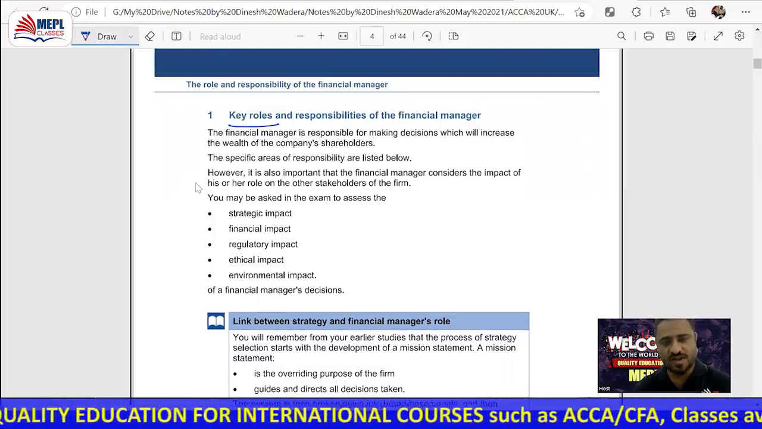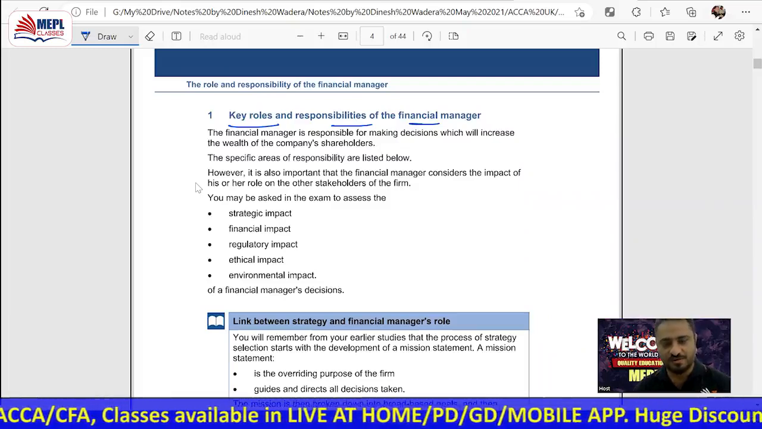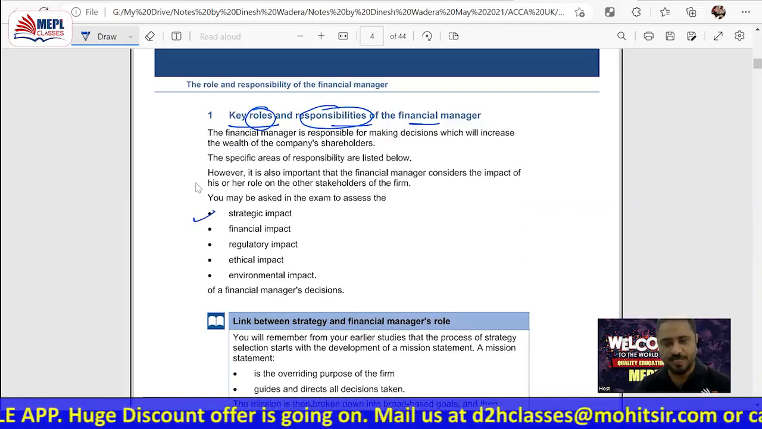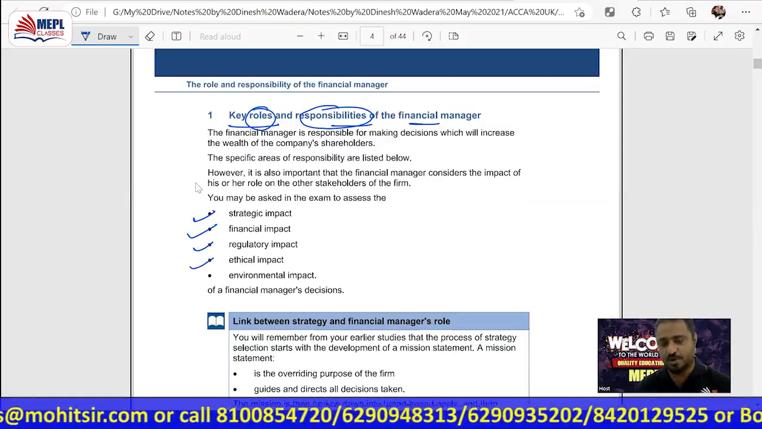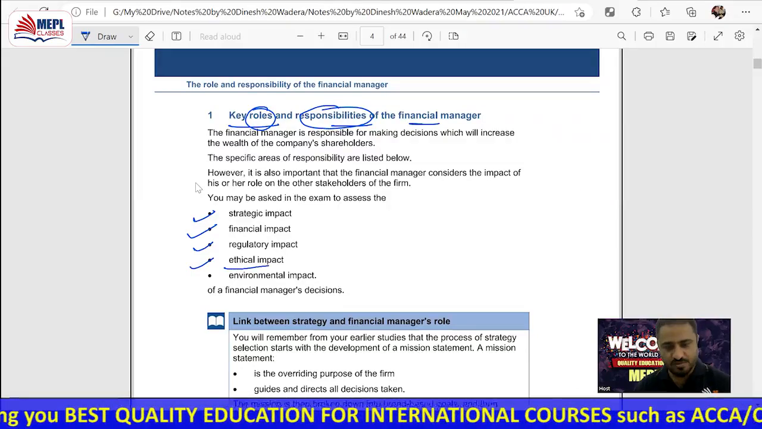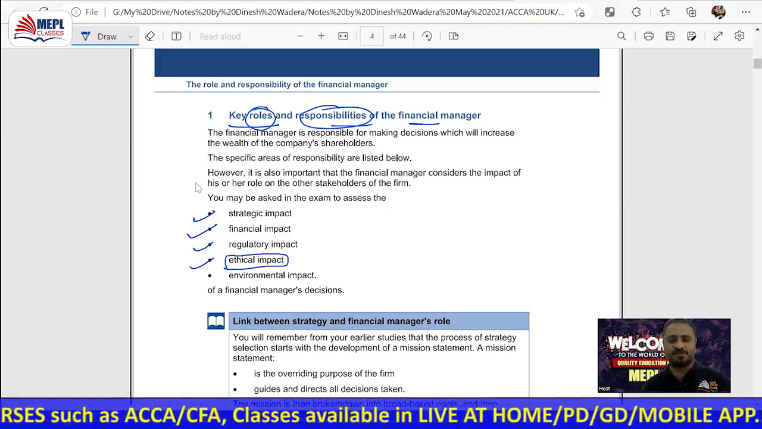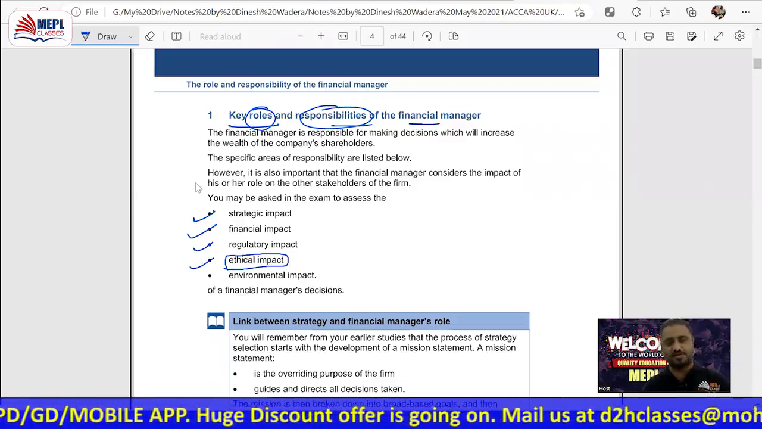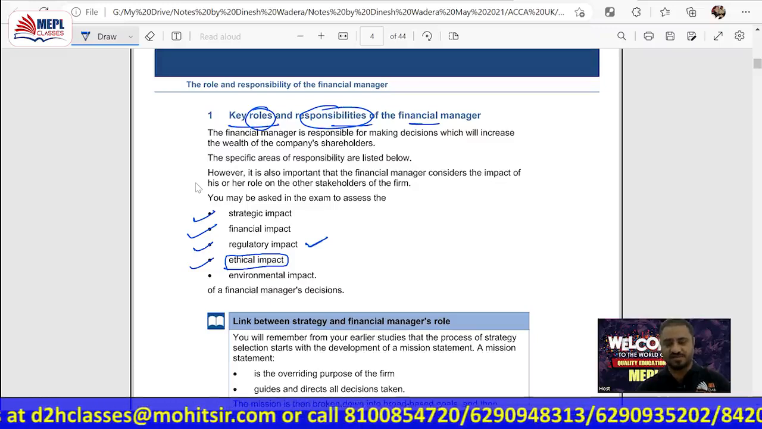So theoretically, if someone asks you what are the key role and responsibility of a financial manager, what do they do? You will have to answer about your roles and responsibility, considering the strategic impact of this role, financial impact, and regulatory, legal impact. Of course, your role has to have an ethical impact, because nowadays you must be going through the news that many corporates are involved in some kind of unethical practices, whether it is about raising the funds or following the regulatory guidelines of regulators like SEBI in India, SEC in USA.